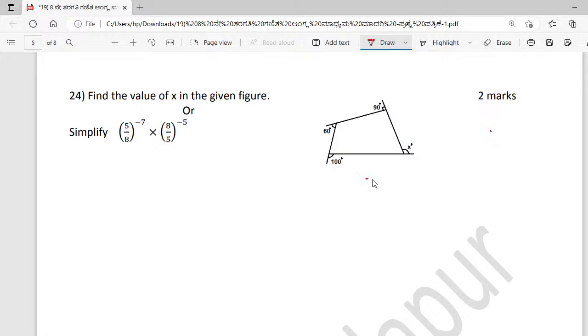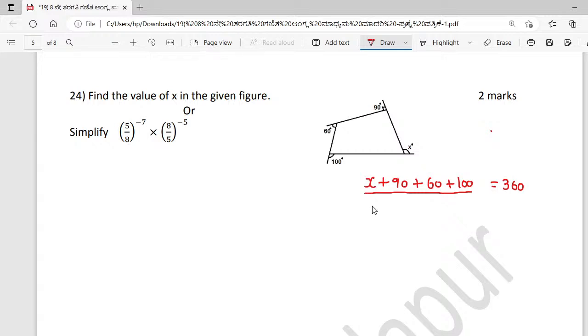What is that property? Once again, x plus 90 plus 60 plus 100. This is the sum of the exterior angles, and the sum of exterior angles is equal to 360 degrees. That is the exterior angle property. It does not matter how many exterior angles there are, whether it is 3, 5, 7, 2, whatever, the total will be 360 only.